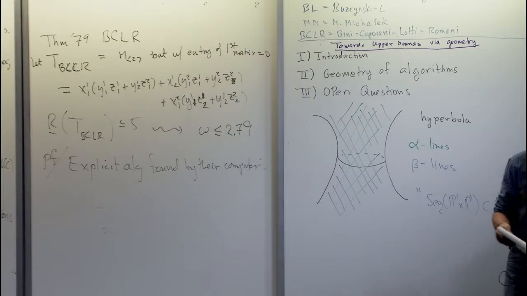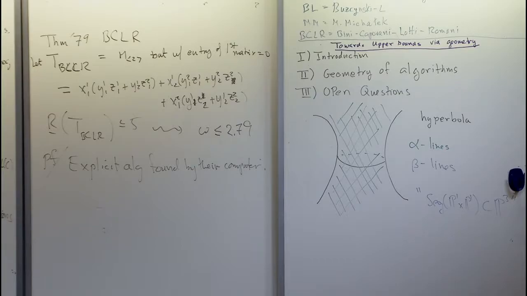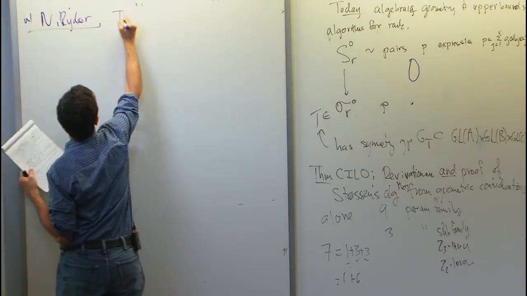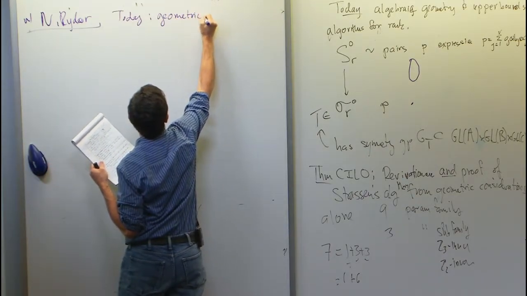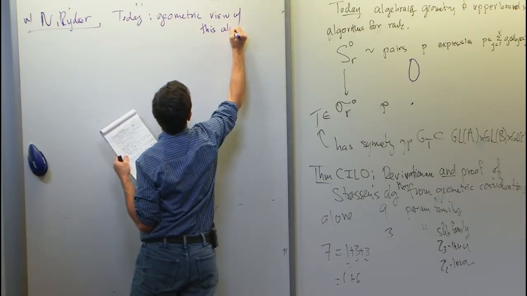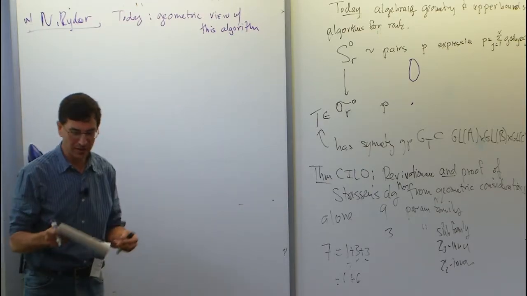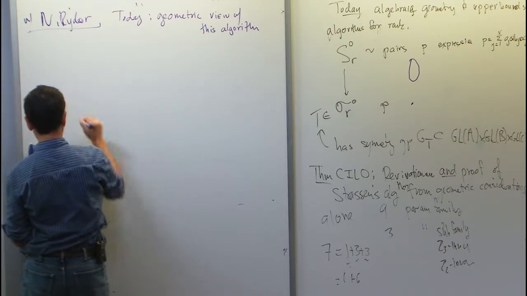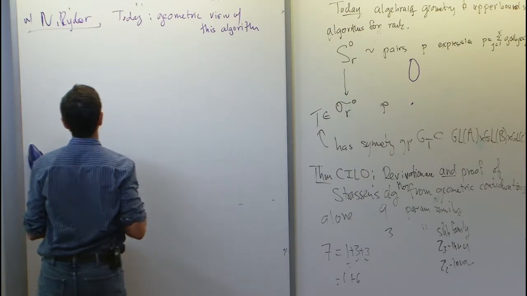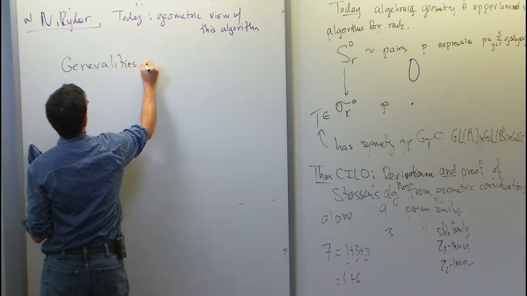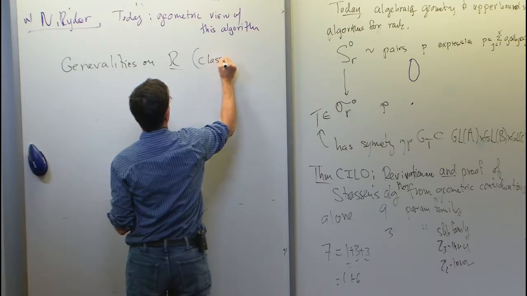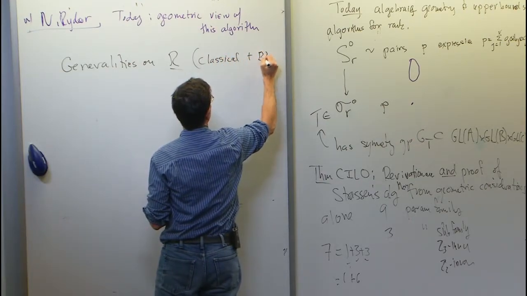So the one thing I'd like to talk about today that will be new is a geometric perspective on this algorithm. And that's due mostly to a first-year graduate student right here at UC Berkeley, Nick Ryder, who's in the audience. But today, a geometric view of this algorithm, which I didn't write down, because if you write it down, it doesn't look like anything. But let's go back before that. Let me talk about some generalities on border rank. So this is mostly classical. If anything's new, it's with Yaroslaw Jaroslaw Buczyński.